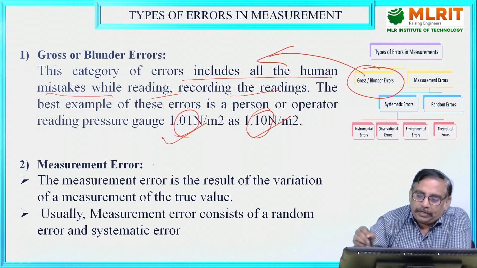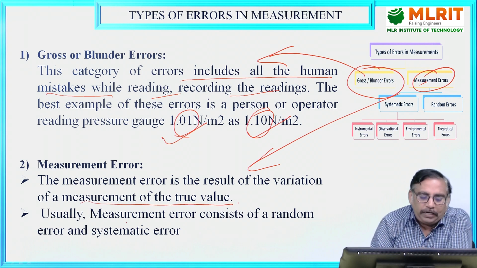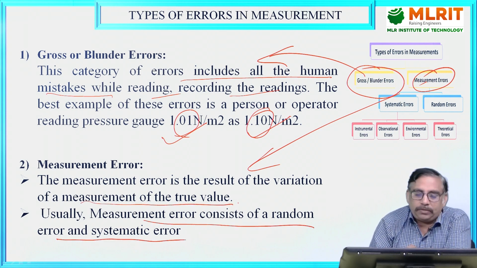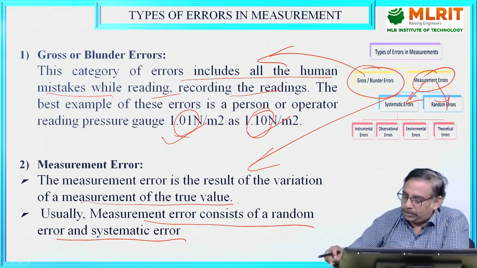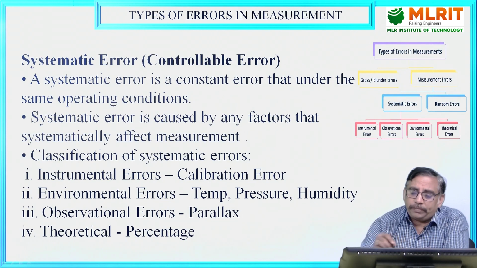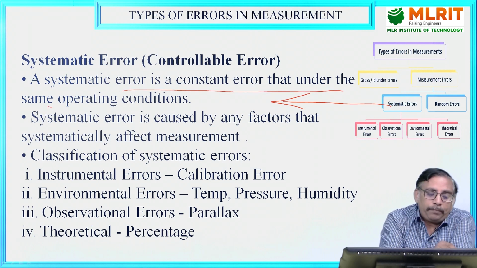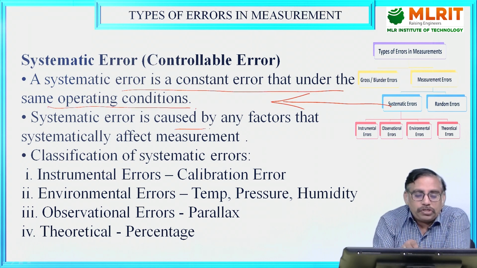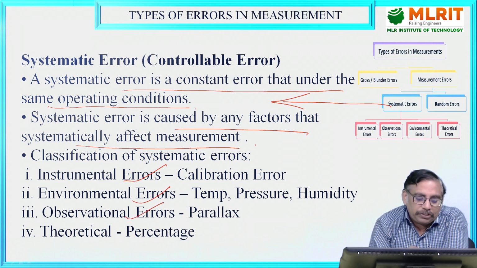Coming to measurement errors. The measurement error is a result of variation of a measurement from the true value. Usually measurement errors consist of random errors and systematic errors. A systematic error is a constant error under the same operating conditions. It can be caused by any factors that systematically affect measurement. It may be instrumental error, environmental error, observational error and theoretical error.